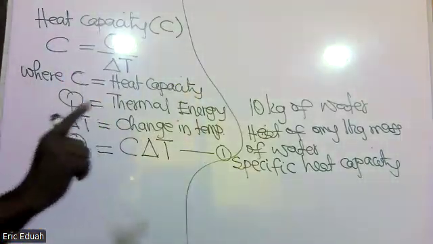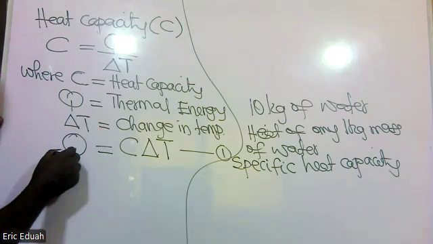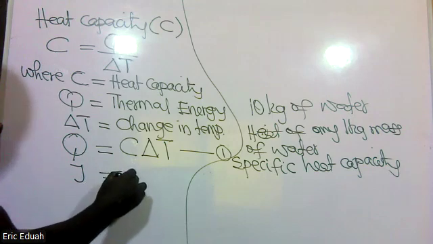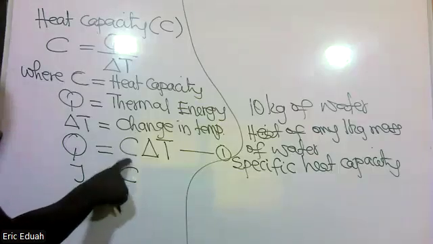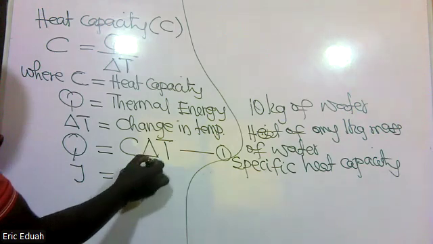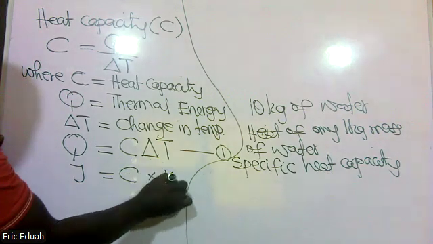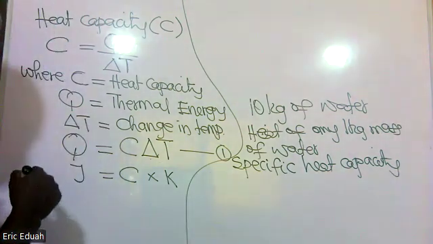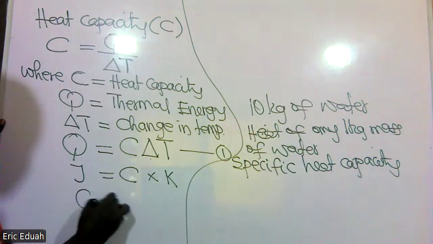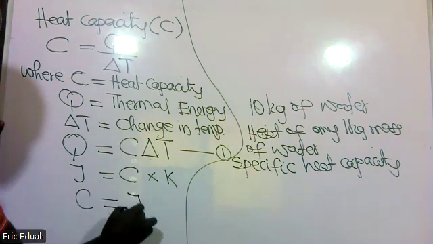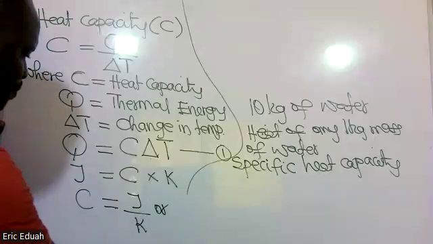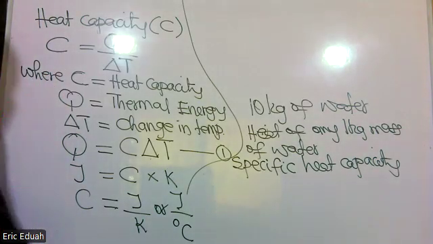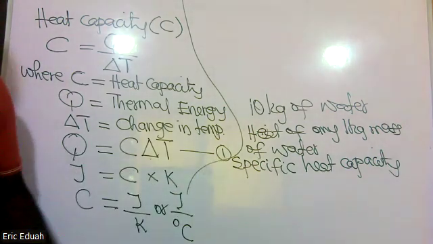So please, before we talk about that of water, let's look at units. The SI unit for thermal energy is the joule. The SI unit of change in temperature can be Kelvin or degree Celsius. Don't forget the change on the Celsius and Kelvin scales is 1:1. Therefore, the SI unit of heat capacity, big C, is Joule per Kelvin or Joule per degree Celsius. Then we'll derive that for specific heat capacity.